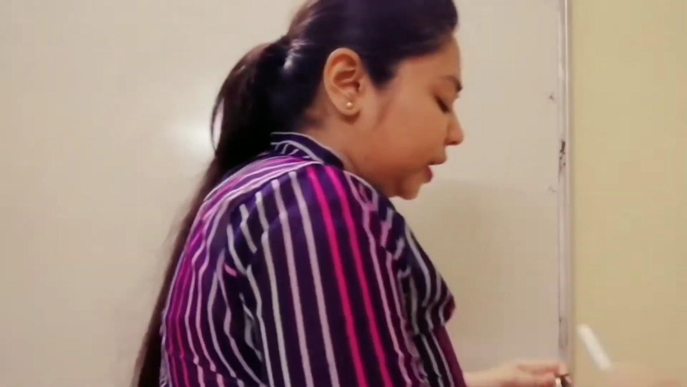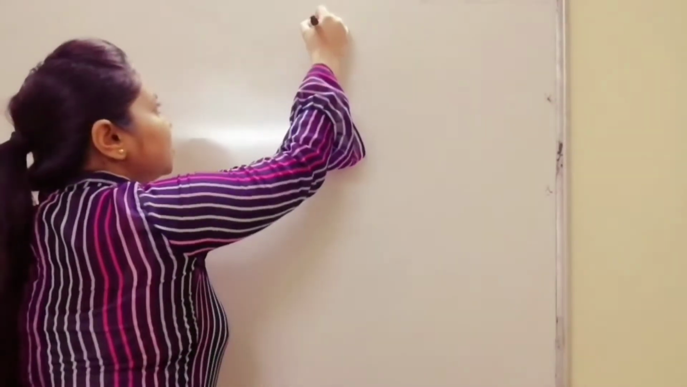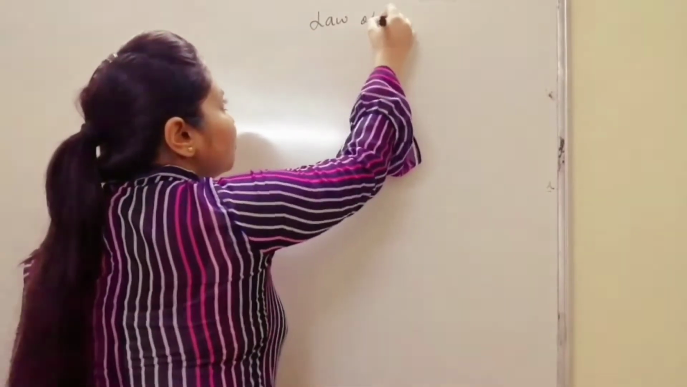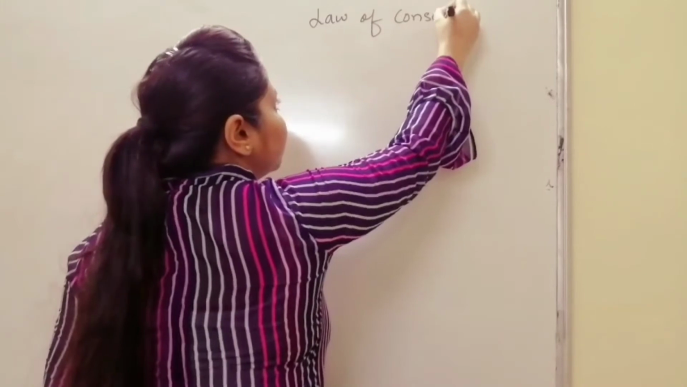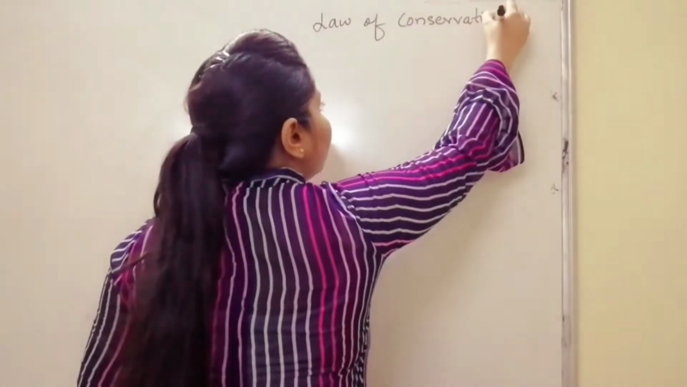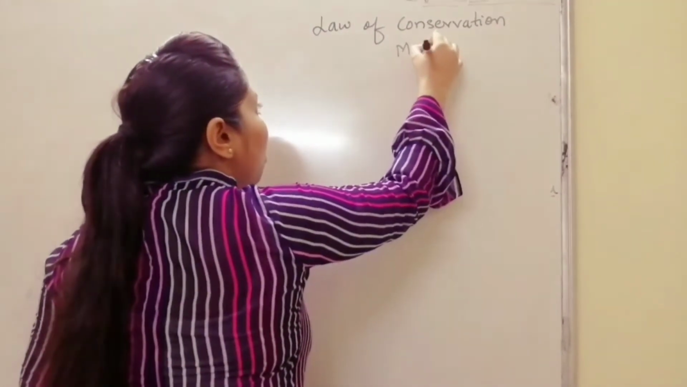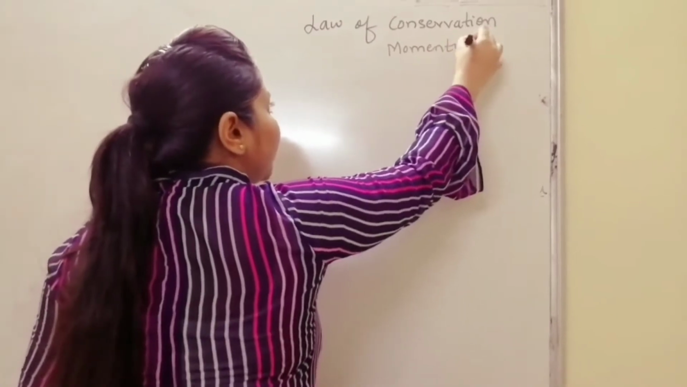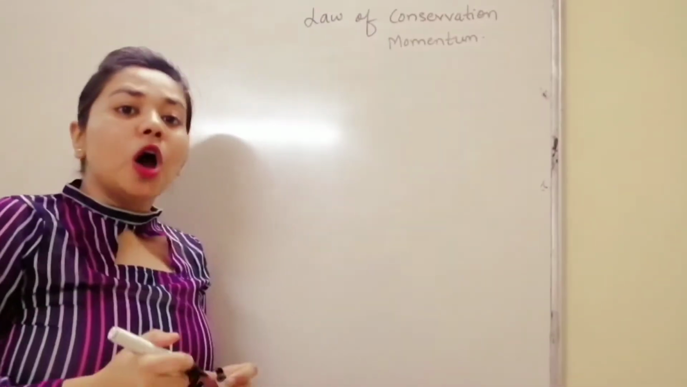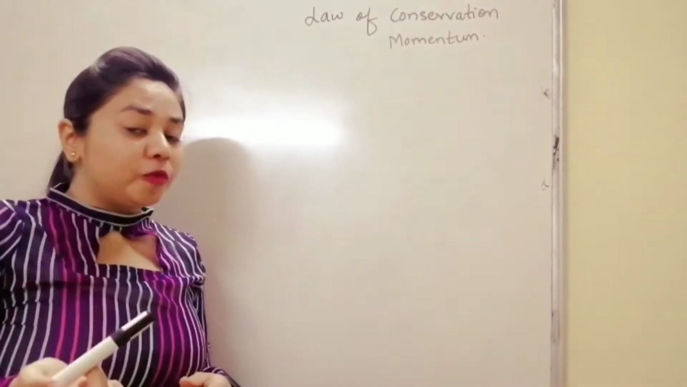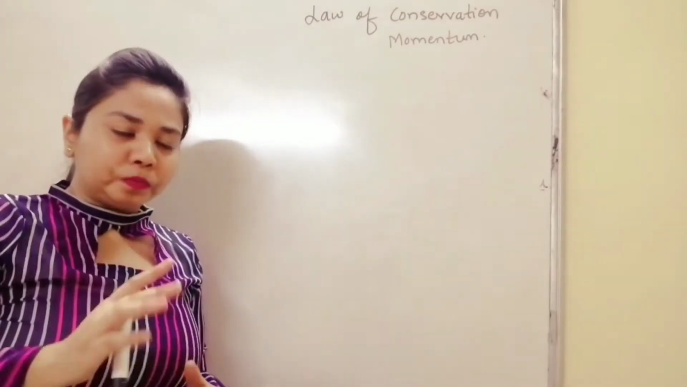Now moving on to the next part of the chapter, that is the law of conservation of momentum. What is it? We studied momentum. What was it? Mass into velocity. And the rate of change of momentum was ma.